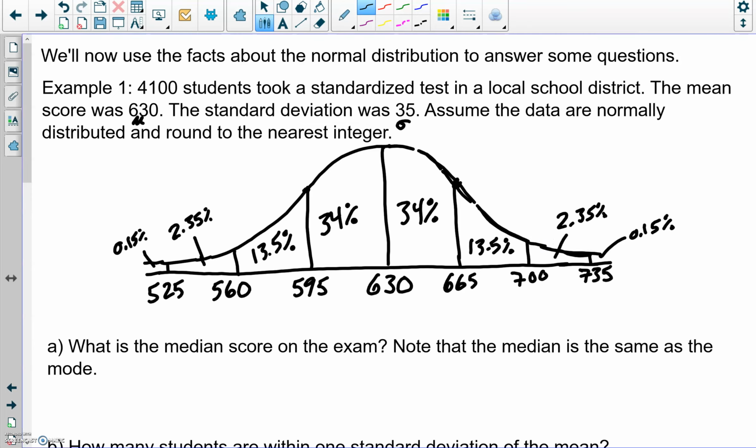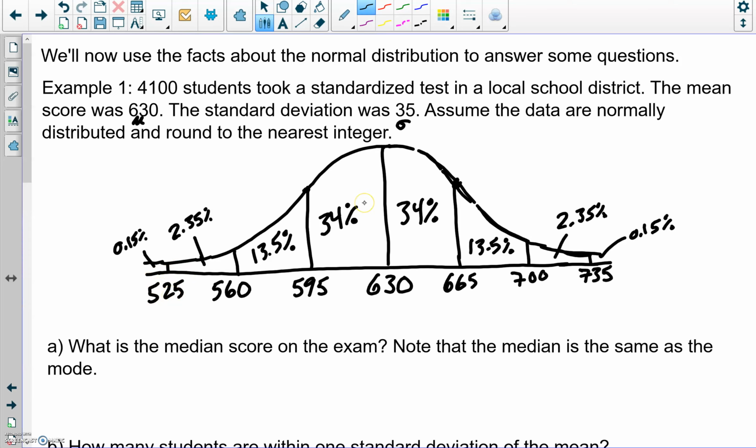Okay, so you should be seeing a picture like this when you're done. You got the 630 right in the middle, because that's the mean. And then I added 35, the standard deviation, to that, and got 665. I added 35 to that to get 2 standard deviations away, or up to 700. And then I added 35 to that to get up to 735, or 3 standard deviations away. And then I just subtracted on the other side. So 630 minus 35 gave me 595. Subtract 35 again, and you get 2 standard deviations of 560. And then 35 subtracted from that will give me the 3 standard deviations away on the low end, 525.